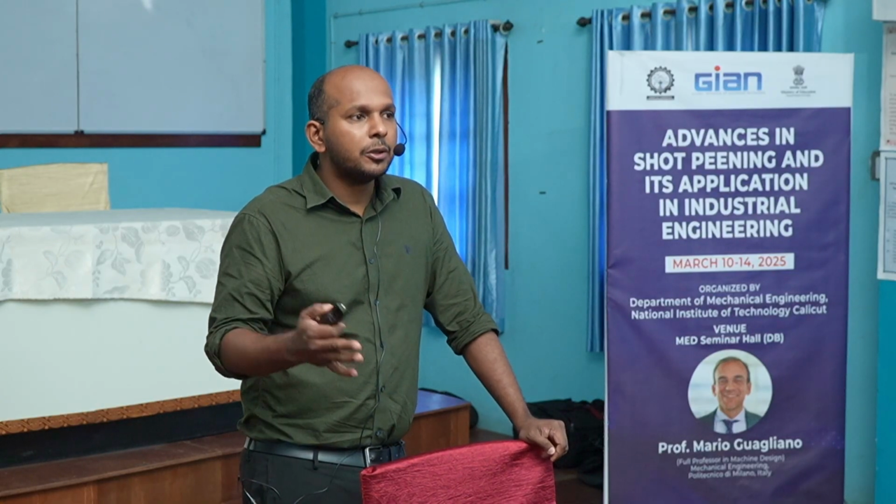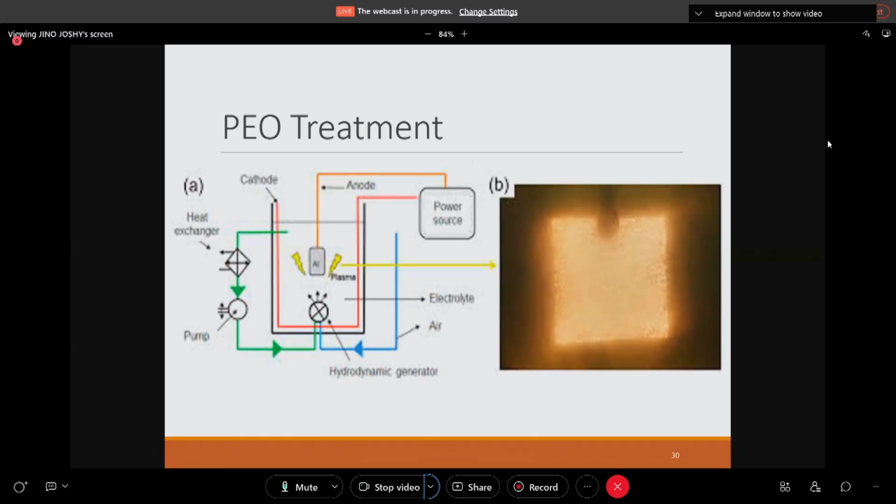As we keep increasing the current, the coating formation keeps happening and the thickness of the layer keeps increasing. And we can physically see how the color of the arc changes. Initially it is a light color arc, and finally it becomes orange-red. That means the intensity of the arcing is much higher as the thickness increases. This is the basic of plasma electrolytic oxidation.